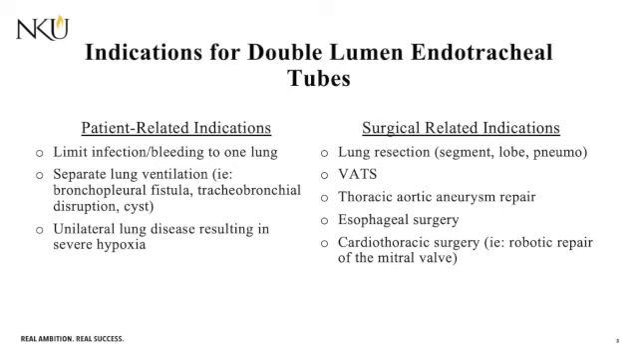Patient-related indications include attempting to limit infection and/or bleeding to one lung, conditions that require ventilation to each lung be separate, such as a bronchial pleural fistula, tracheobronchial disruption, or cyst. Finally, unilateral lung disease resulting in severe hypoxemia. Surgical-related conditions include lung resections, a VATS procedure, thoracic aneurysm repair, esophageal surgery, and some cardiothoracic surgeries such as a robotic repair of the mitral valve.